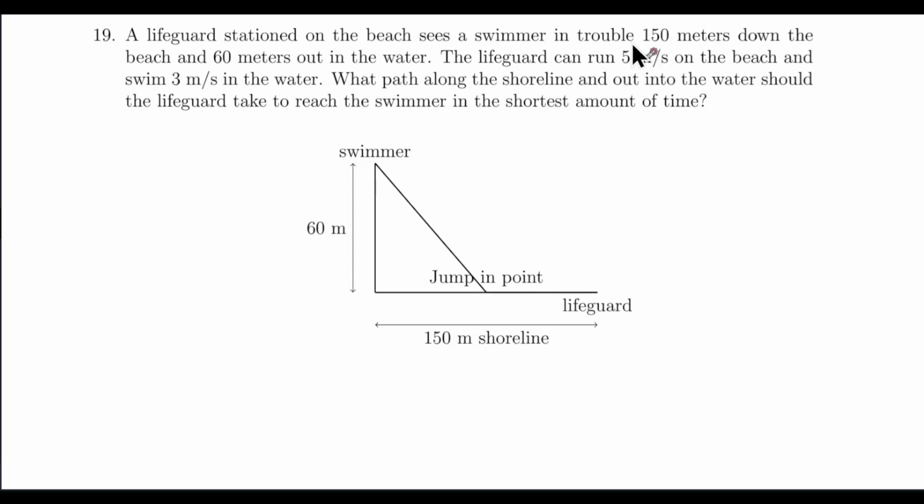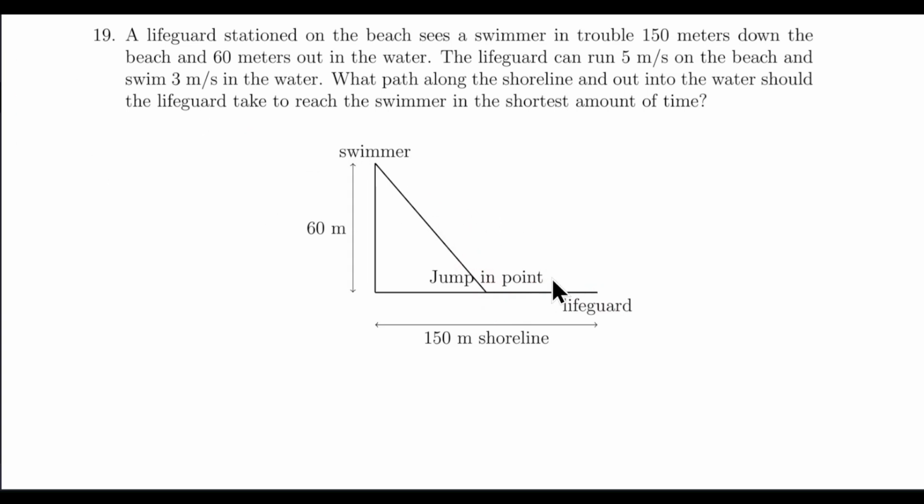The lifeguard can run at 5 meters per second on the beach and swim at 3 meters per second. What path along the shoreline and out into the water should the lifeguard take to reach the swimmer in the shortest amount of time? In other words, they are saying that he ran till some point, then he jumped. So find what distance along the shoreline he should jump so that the time is minimized.